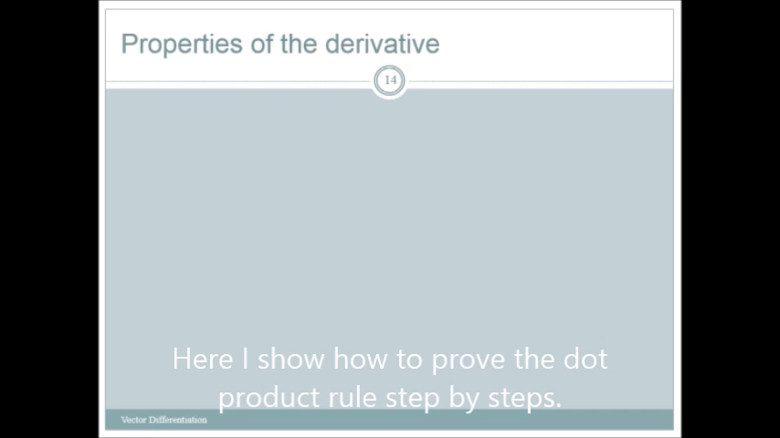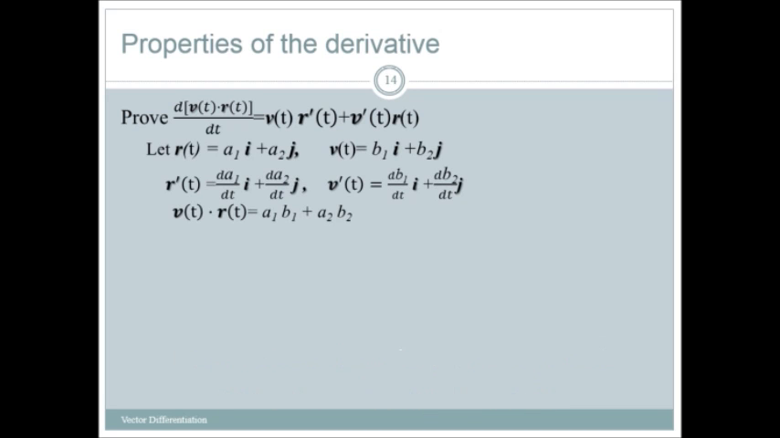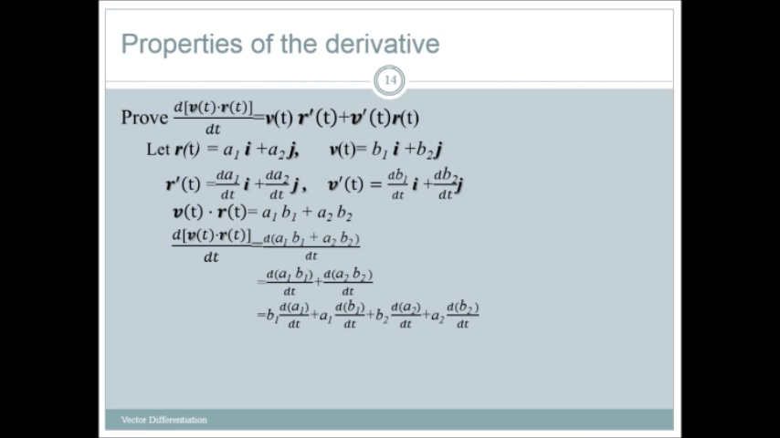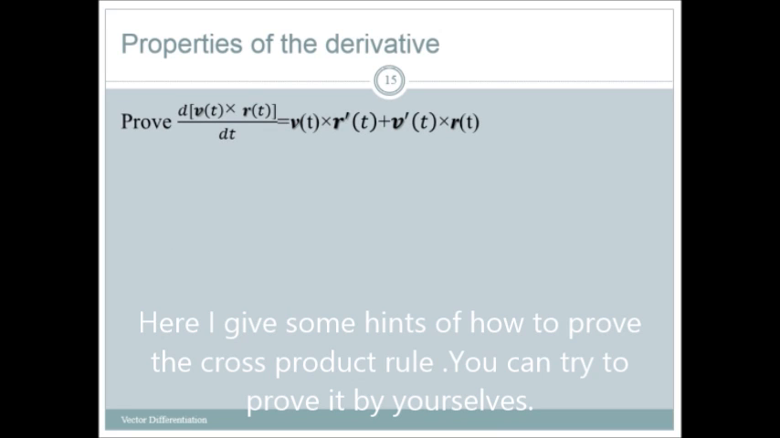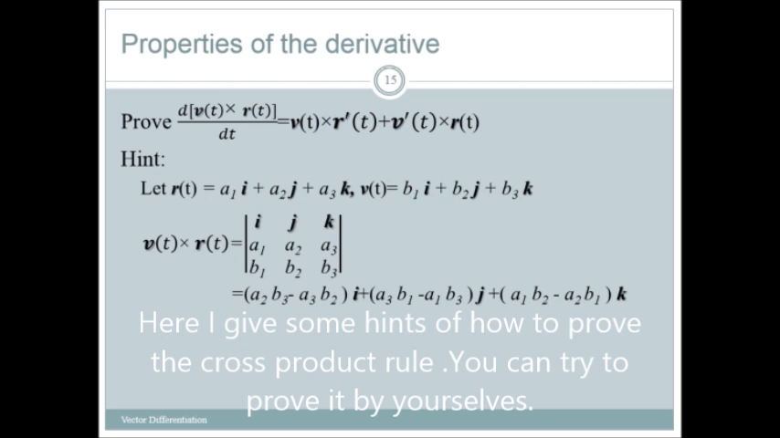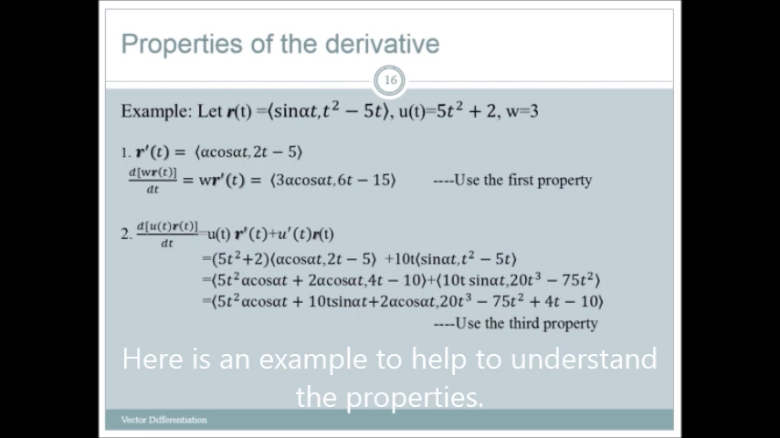Here I show how to prove the dot product rule step by step. Here I give some hints on how to prove the cross product rule. You can try to prove it by yourself. Here is an example to help you understand the properties.